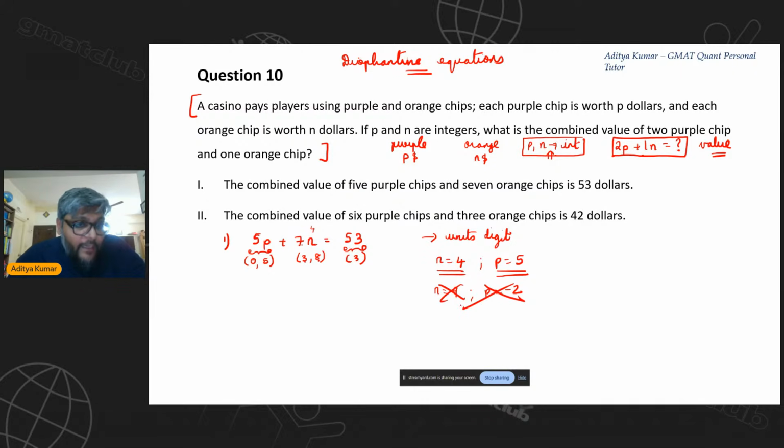So I know for a fact now there's only one possible solution in this equation. N is equal to 4 and p is equal to 5. Because any other value of n that I put to give me units digits of 3 and 8 will make the value of p negative.